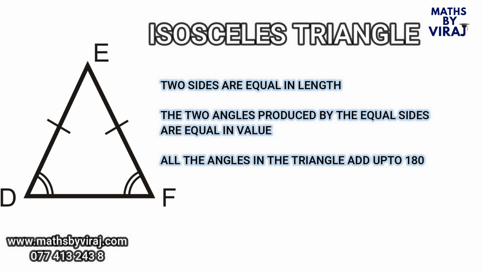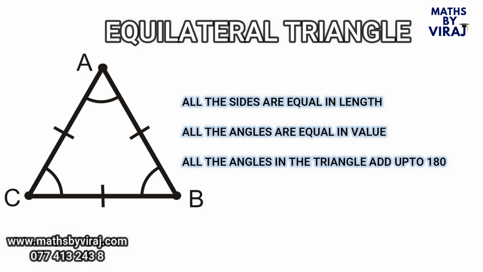Type 2, isosceles triangles. In these triangles, two sides are of equal length and the angles produced by those two equal sides are equal, as you can see on the diagram. In this triangle also the angles in a triangle add up to 180.